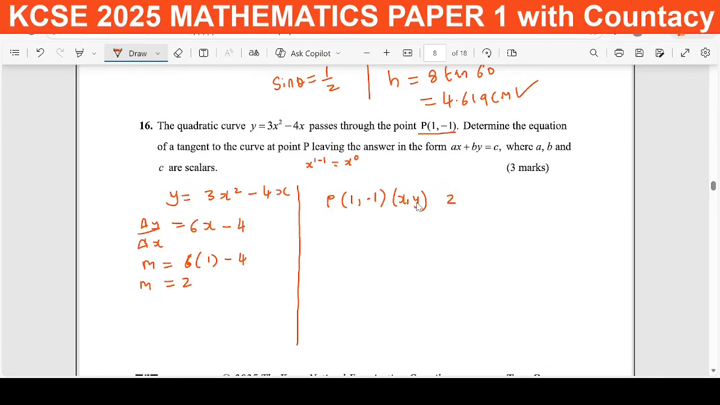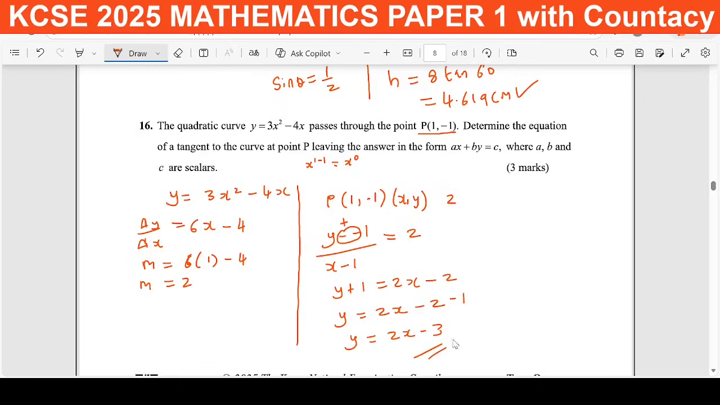So what we have here is y minus negative 1 over x minus 1 is equivalent to 2. When we've got two consecutive minuses, it automatically becomes a plus. So we have y plus 1 is equal to 2 multiplied by (x minus 1), that's going to give you 2x minus 2. So y is equal to 2x minus 2, and then we take this 1 to the other side to have minus 1. Finally, we have y is equal to 2x minus 3.